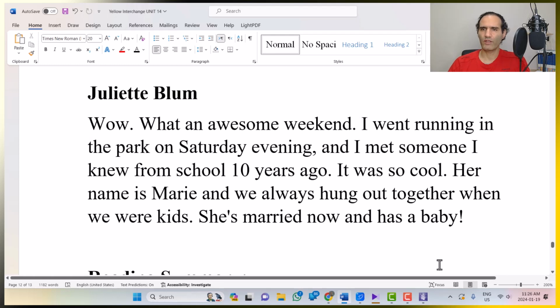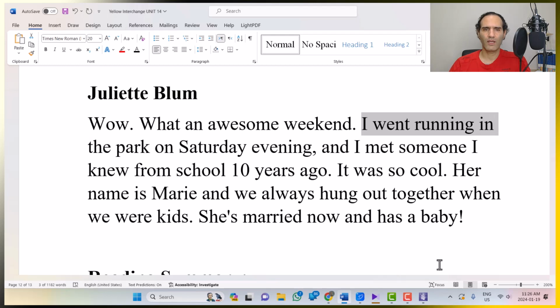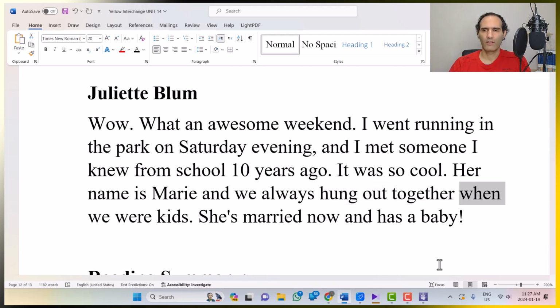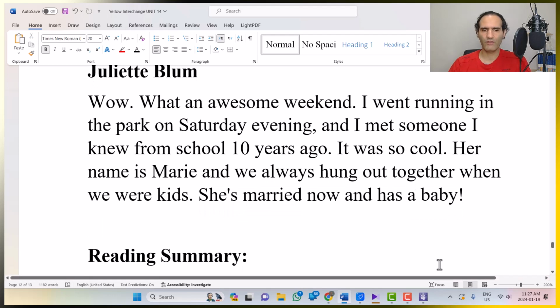Fire trucks always, their sirens are going off. Anyway, I went running in the park on Saturday evening. Met someone I knew from school. So, knew. It was so cool. It was perfect, great. Her name is Marie. We always hung out together. Hung. When we were kids, she's married and has a baby. Good for you. Okay, so the reading finished.